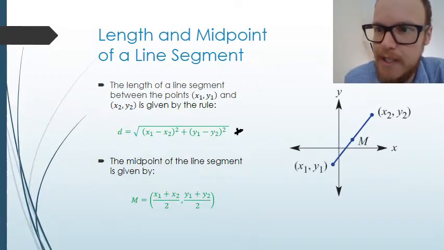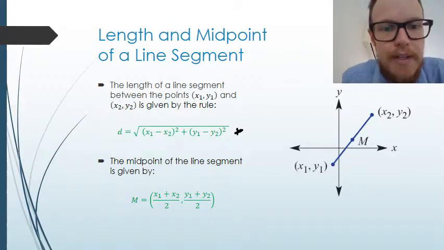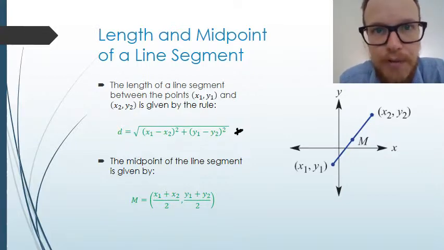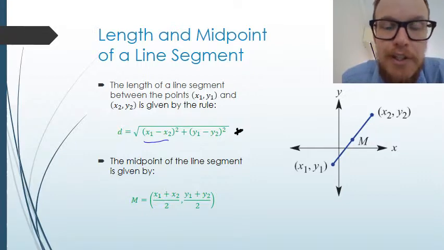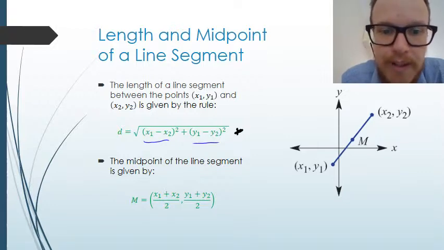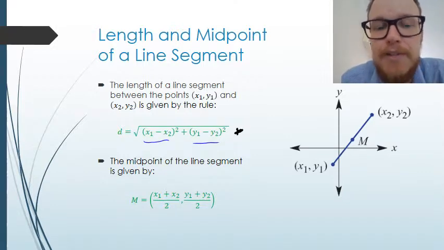This formula says that if we take the x values from both our 2 points on the ends of the line segment, subtract them from each other, so it's essentially the run, and take the rise, which is the difference between the y values, and square them, and then add them together and square root the whole thing.